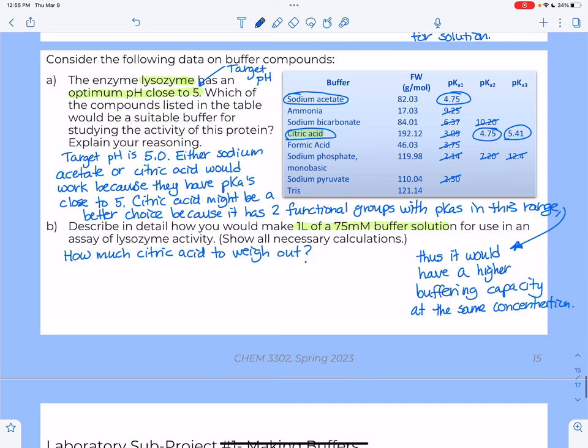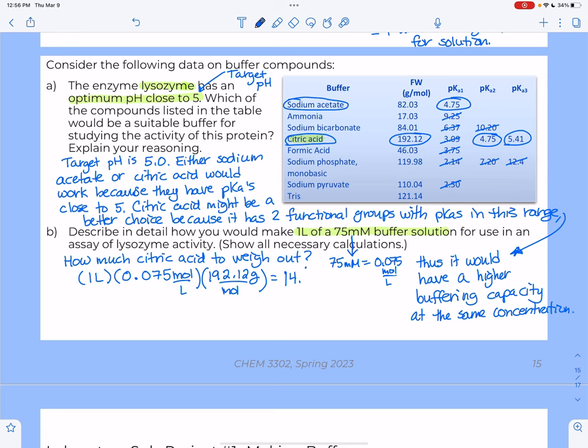Okay, so I would need 1 liter times 75 millimolar, so I'm going to say 0.075 moles per liter. So that is 75 millimolar. And you need to have it in molar units because otherwise the units won't cancel. And then the other thing is we need to turn that into grams, and so we're going to use the formula weight of citric acid, which is 192.12 grams per mole. And so what does that wind up being? Let me get my calculator. So I have 1 times 0.075 times 192.12, and that gives me 14.409 grams.